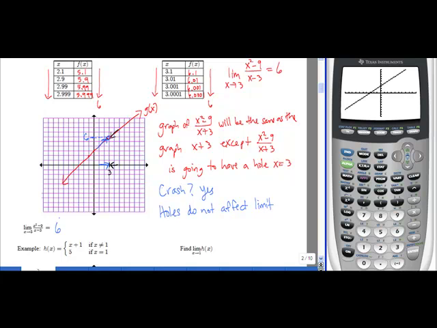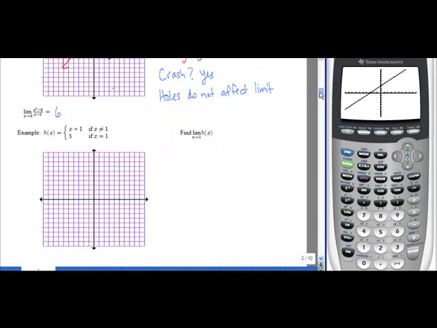It doesn't matter that there is a hole there, because limits only look at what happens near 3, not what happens right at 3. So that's an important distinction that's kind of confusing for students. But basically the idea is you can ignore a hole. It doesn't affect whether or not a limit is going to exist. Okay, let's try another example.